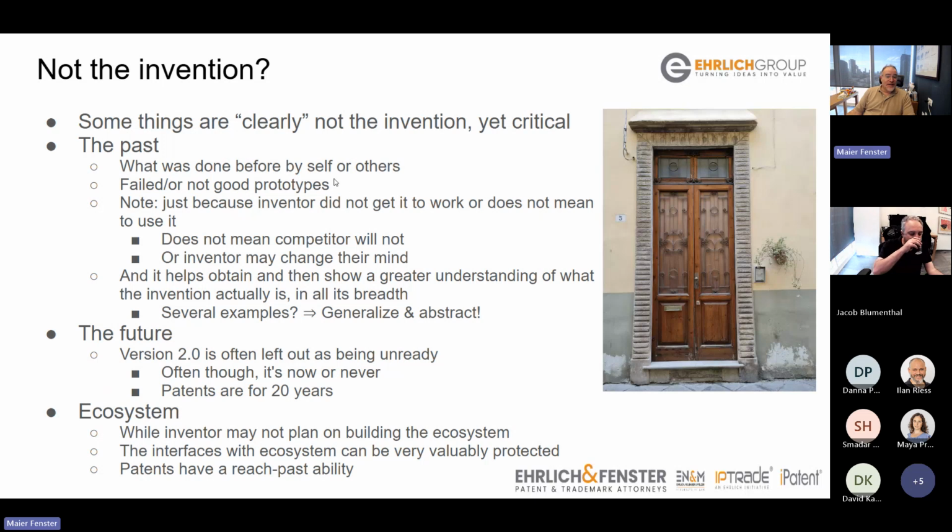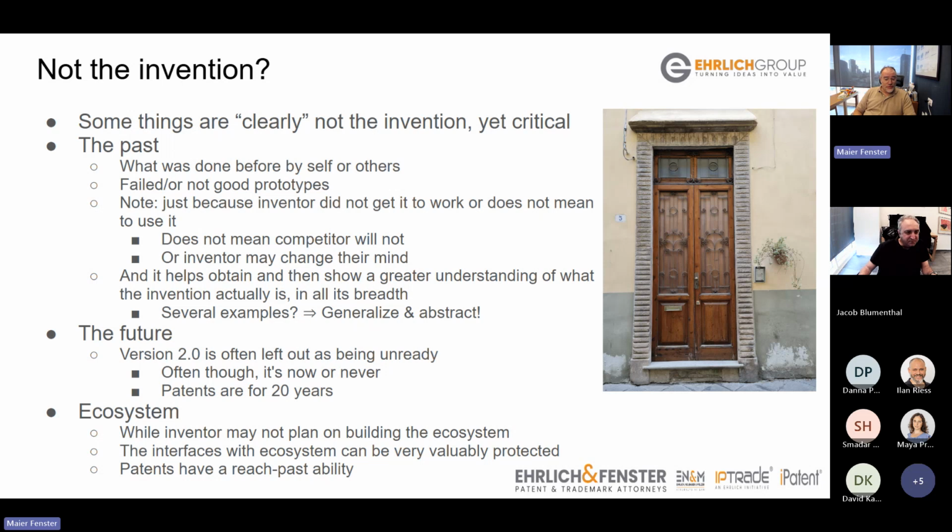A lot of things are clearly not the invention. Things that don't work, things that were done before. Just these reasons are not enough not to write about it. In fact, if the inventor is capable of showing you multiple examples, some of which are not so good, it has a little bit of value in confusing the competition, but it has a lot of value in helping you generalize and abstract what the invention is and shows a patent office that you know what it is.